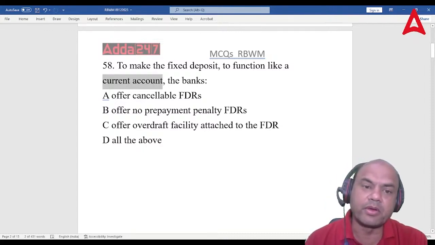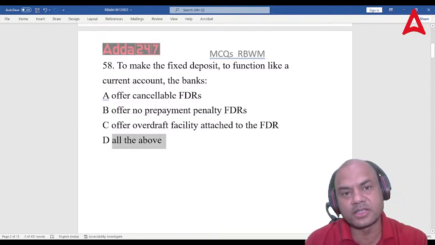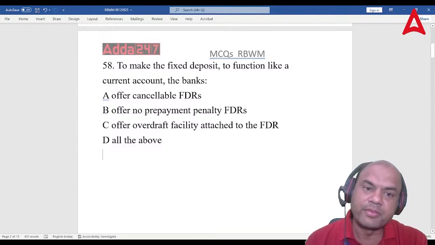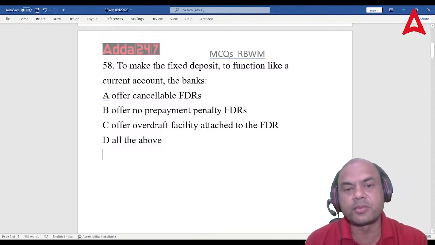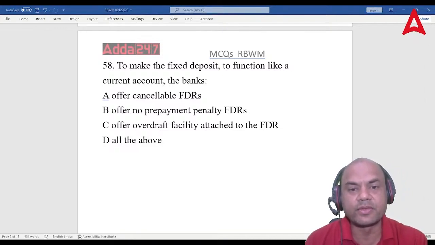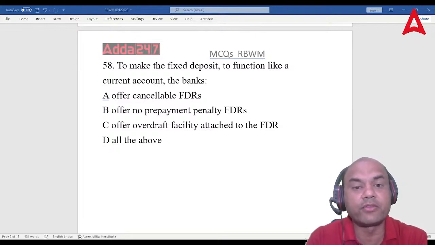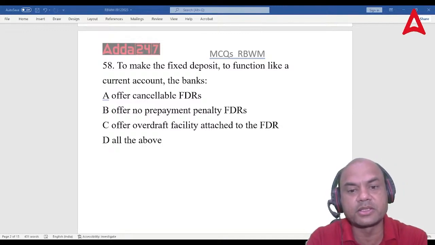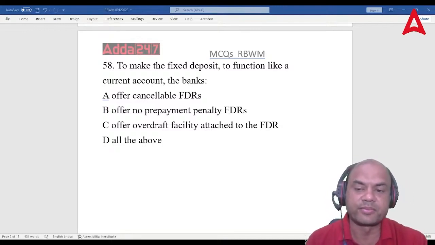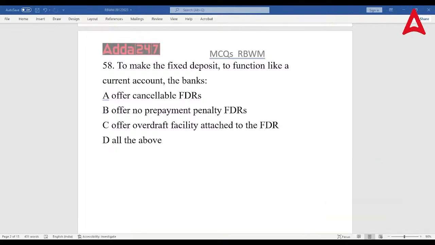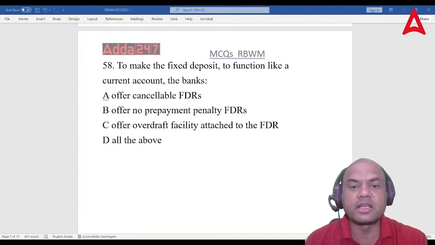Now this is again the problem. Whenever we see this all of the above answer, all of us feel that yes, generally this is the answer, but no. This time this is not the answer. All of the above is not the answer. Now you think over it yourself. Everyone think over it. What should be the answer for this? To make the FD function like the current account, what should be the answer? How can an FD function like the current account?